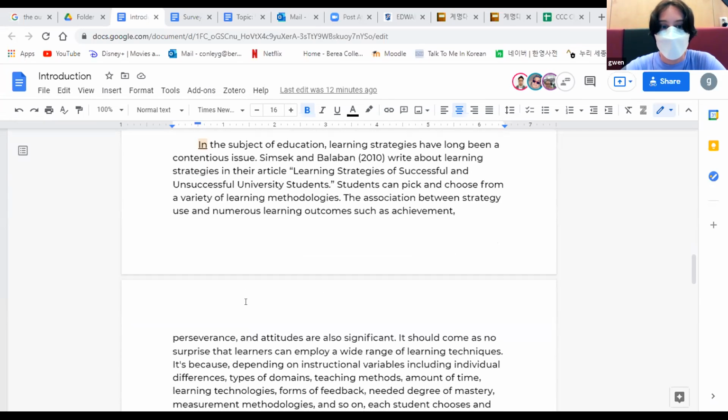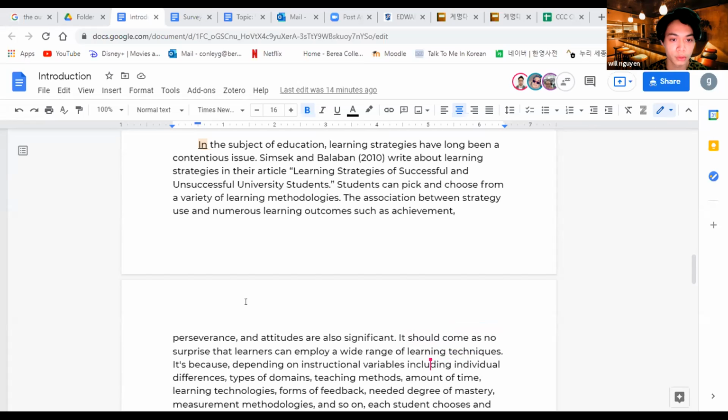And in the subject of education, learning strategy has been a contentious issue. Simsek and Balaban in 2010 wrote about learning strategies in the article, Learning Strategies of Successful and Unsuccessful University Students. Students can pick and choose from a variety of learning methods, and there is an association between strategy use and numerous learning outcomes such as achievement. It should come as no surprise that learners can employ a wide range of learning techniques, because depending on the instructional variables, including individual differences, type of domains, teaching methods, amount of time, learning technologies, forms of feedback, and so on, each student chooses and employs a distinct strategy.